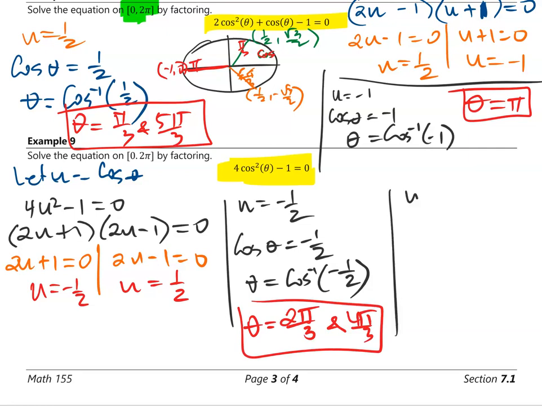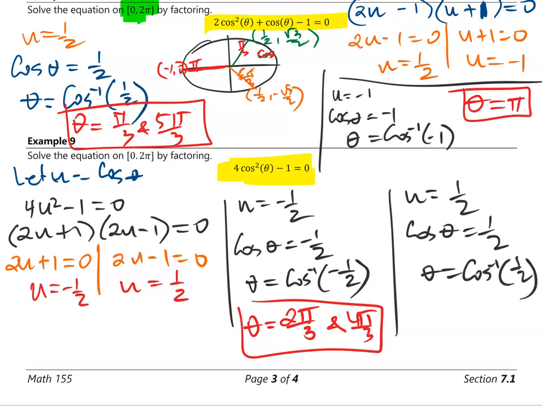The other one, when u is equal to 1/2, so cosine theta is equal to 1/2, and theta is inverse cosine of 1/2. For positive 1/2, the values are pi over 3 and 5 pi over 3, just like the last example. So these are the answers. Okay.